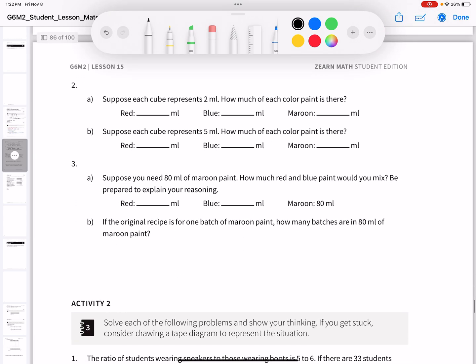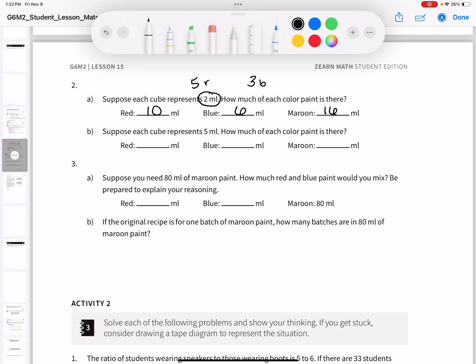So how much of each color would there be? Well, we originally had 5, but now each is equal to 2, so we have 10 red and 6 blue. So how much maroon paint do we have in all? Well, 10 plus 6 is 16.